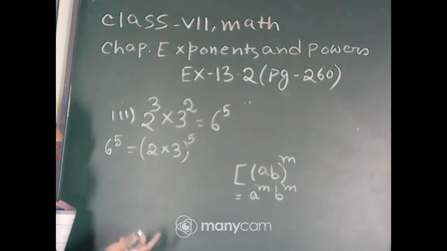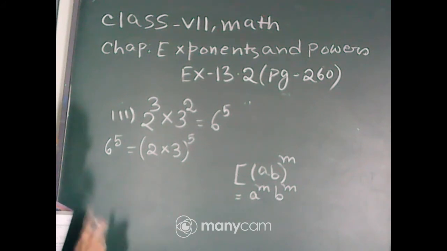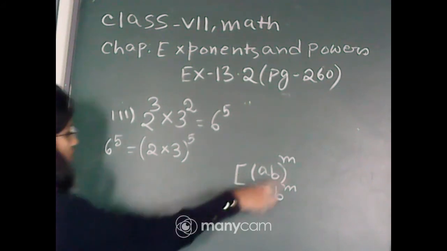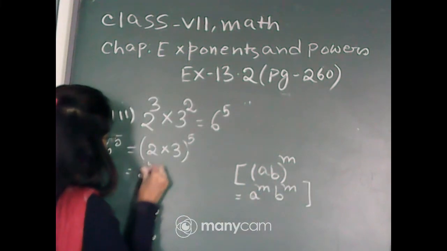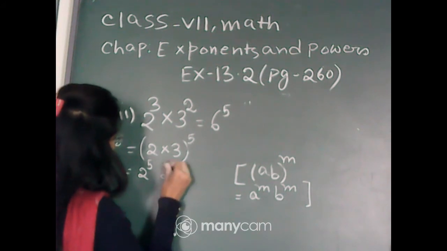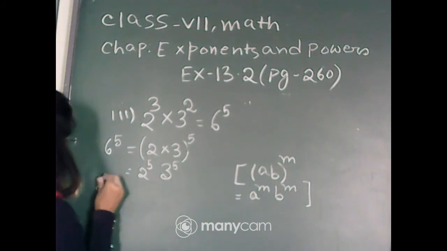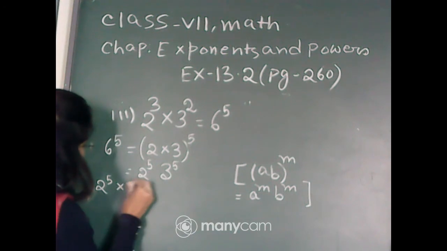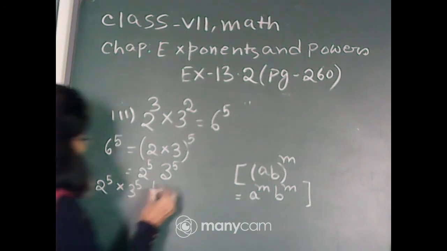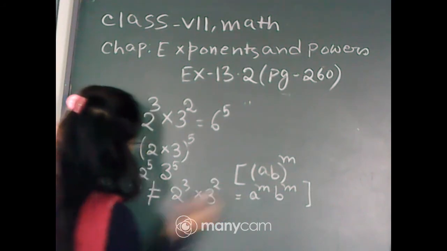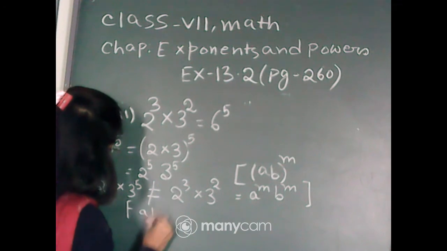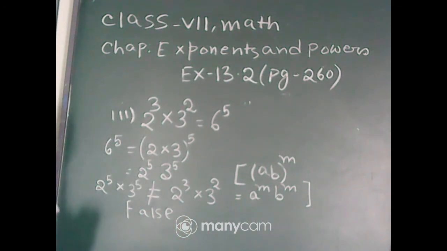Where a, b are non-zero integers and m is a whole number, and using this law we get this is equal to 2 to the power 5 into 3 to the power 5, and obviously 2 to the power 5 into 3 to the power 5 is not equal to 2 cube into 3 square. So, it is false. Clear? Up to this portion, any problem? If you have any type of doubt, then you can ask me.